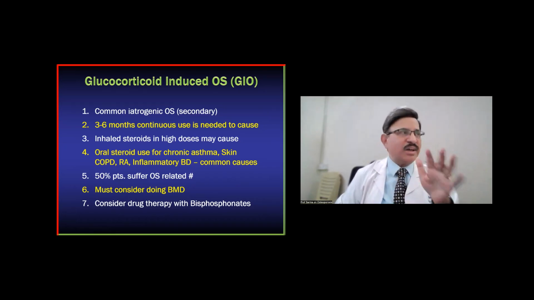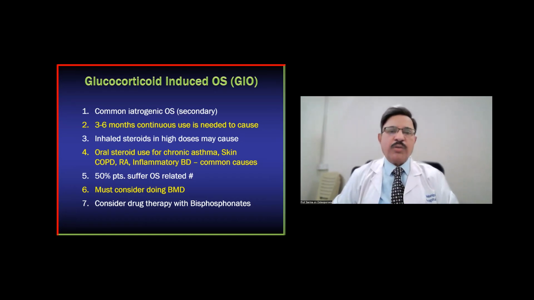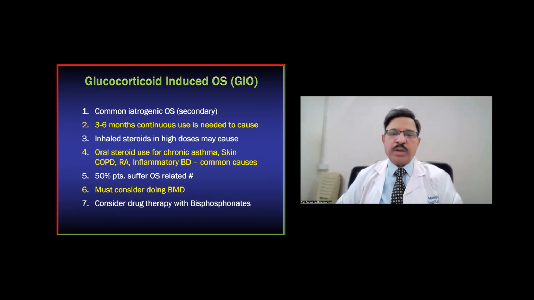Inhaled steroids in general are safe, but in high doses may cause harm. Oral steroid use for chronic asthma, skin conditions like psoriasis and other eczematous conditions, COPD, rheumatoid arthritis, and inflammatory bowel disease are common causes of steroid overuse. 50% of patients suffer an osteoporosis-related fracture. You must consider doing a bone mineral density. Consider drug therapy with bisphosphonate.